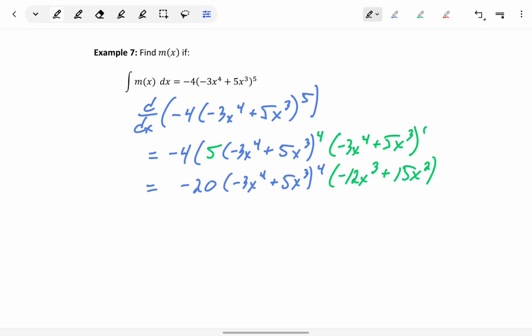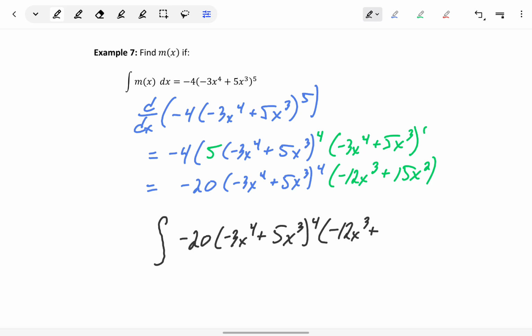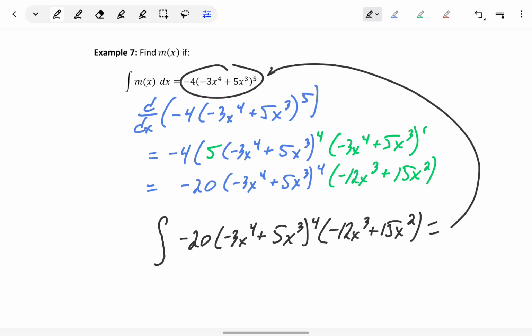Again, in each of these problems, we're just trying to work on reinforcing this idea, this connection between indefinite integrals and derivatives. And as we keep moving forward in later topics, we'll get to the point where we can show that the indefinite integral of negative 20 times negative 3x to the 4th plus 5x cubed to the 4th power times negative 12x cubed plus 15x squared is in fact equal to this expression that we started off with.